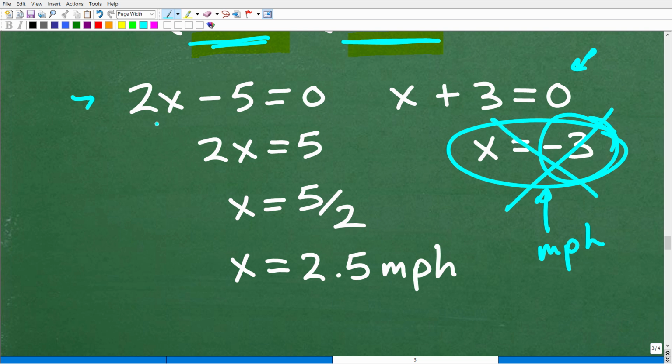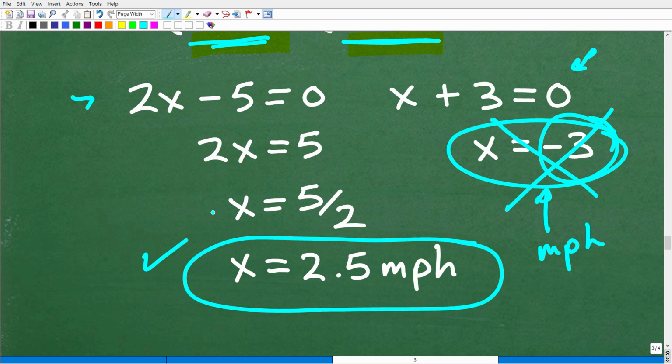And then let's take a look at this solution. We have 2x minus 5 is equal to 0. We're going to bring that 5 over to the other side and then solve for x. So we get x is equal to 5/2 or 2.5 miles per hour. So this is the solution.